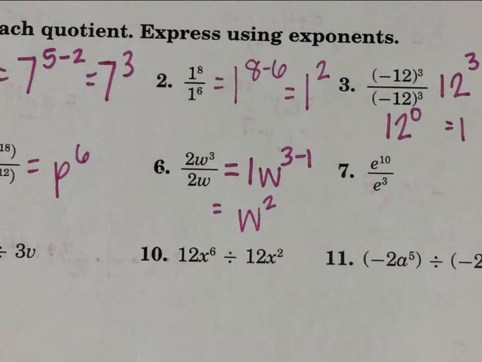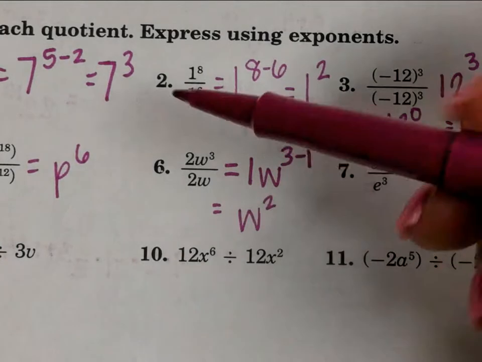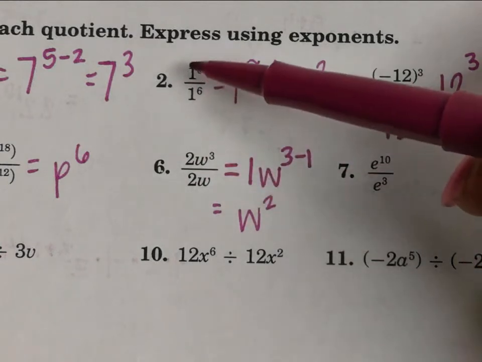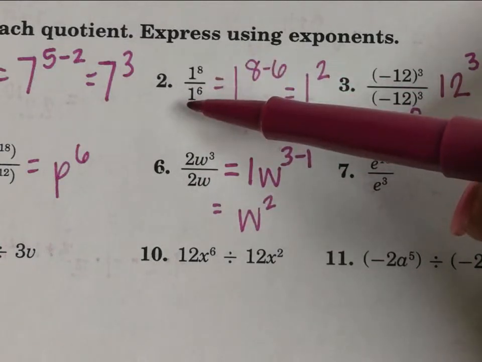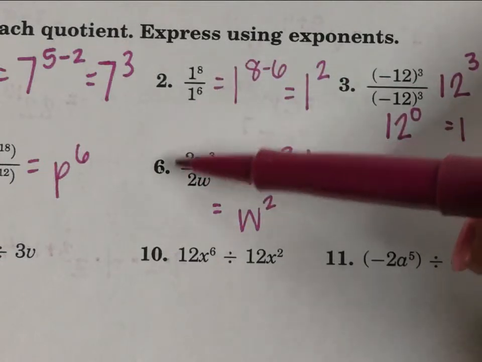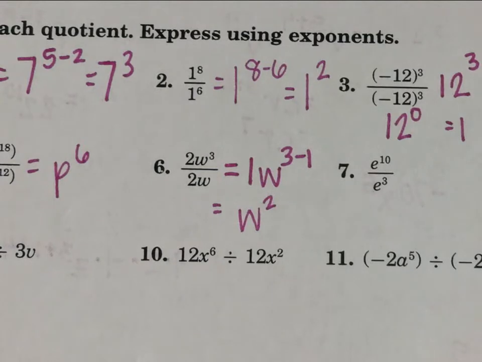So just like the multiplication, you can simplify the coefficients, but if you have a number as your base, like number 2, you're not simplifying 1 divided by 1. Okay. But here I've got coefficients, which I can simplify.